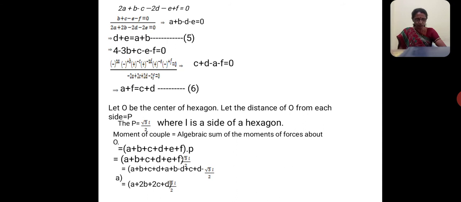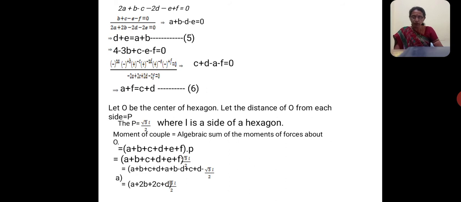Let O be the center of the hexagon. Let the distance of O from each side equal P. Then P equals root 3 divided by 2 into L, where L is the side of the hexagon. Therefore, the moment of the couple equals the algebraic sum of the moments of the forces about O. That is equal to A plus B plus C plus D plus E plus F into P.